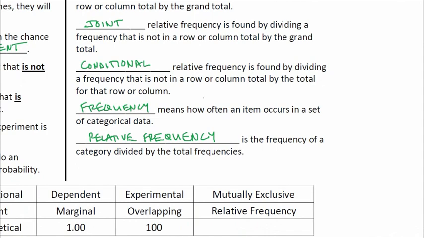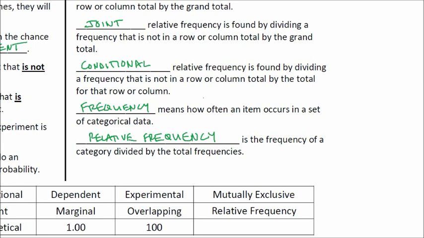Conditional relative frequency is found by dividing a frequency that is not in a row or column total by the total for that row or column. Remember, conditional relative frequency were the questions that typically had the words if, of, assuming, or given. So we're only looking at a particular row or a particular column in a two-way table.